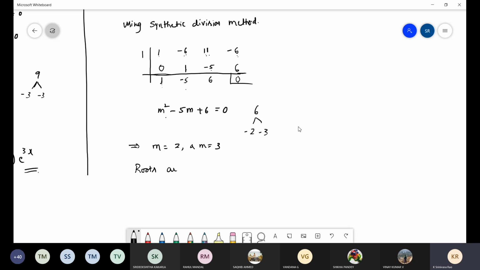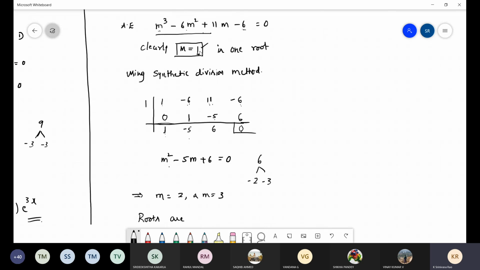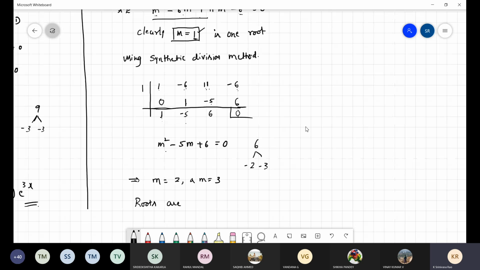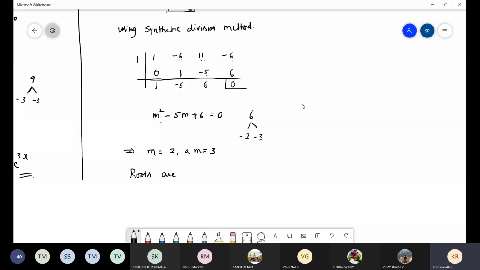The roots are 1, 2, 3. That's why I highlighted it in the box. You should not forget this. This is the first root and it is a cubic equation, d cube y by dx cube. The order is 3, so 1, 2, 3. This line is very important, because sometimes they will give a fourth order equation, meaning 4 roots. Finally, you have to write like this.